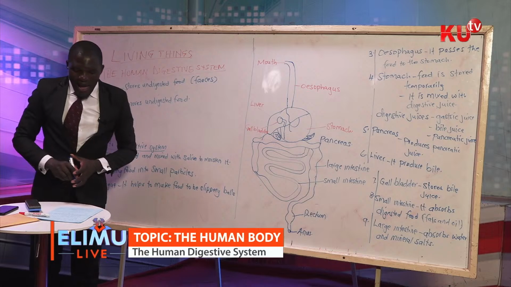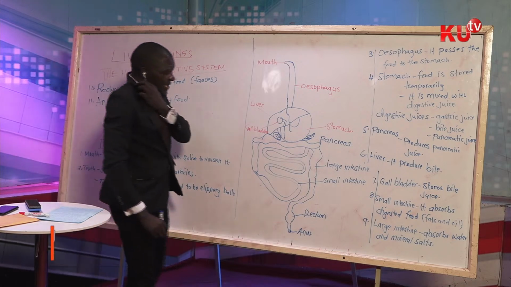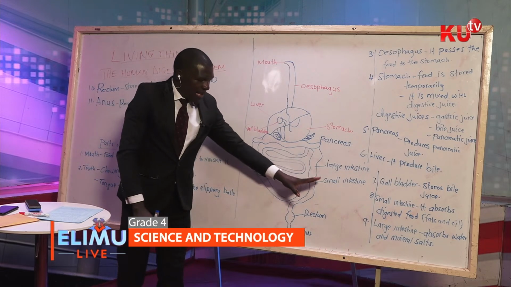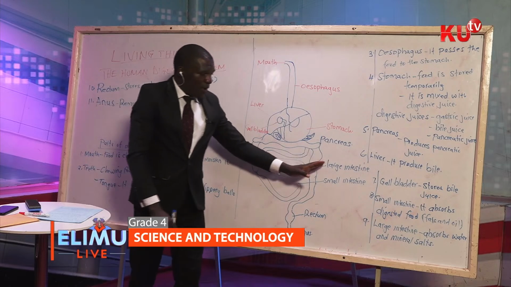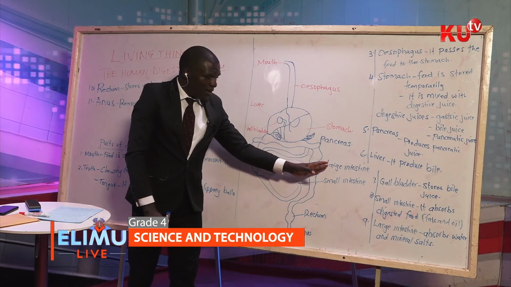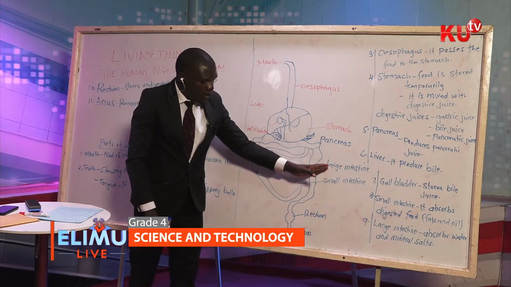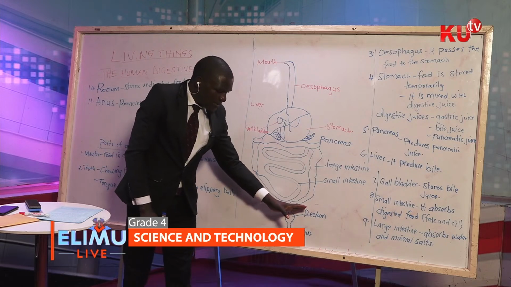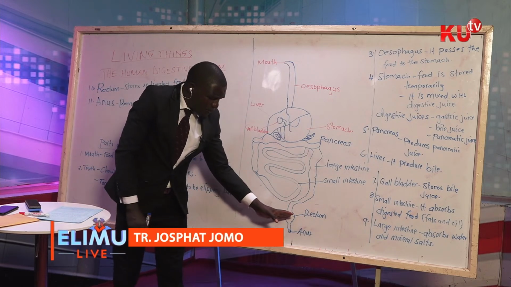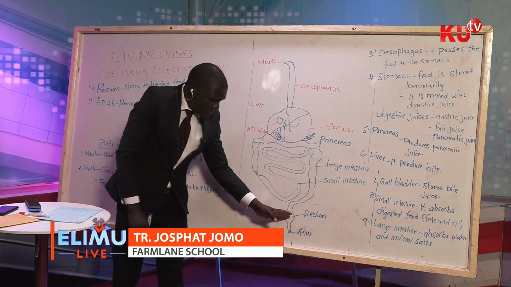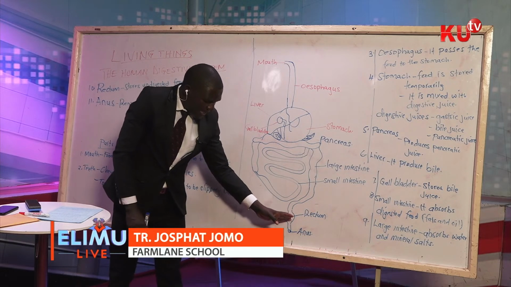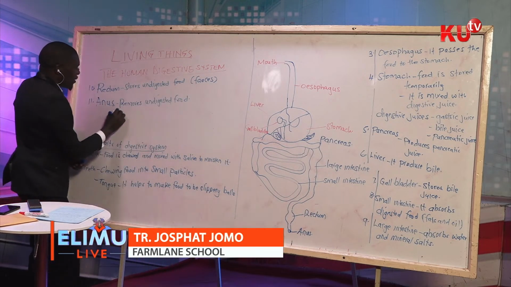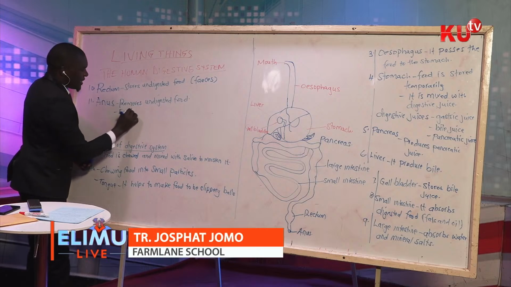Now, as digestion ends in the small intestine, the large intestine will only support the digestion with water and mineral salts, but the remaining undigested material now comes to the rectum. Now the process of removing these waste materials from the rectum to the anus is called egestion.